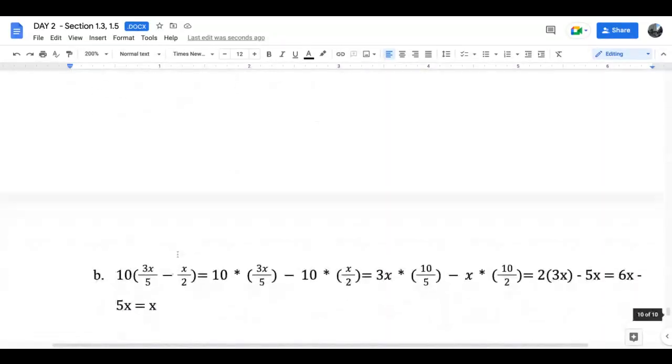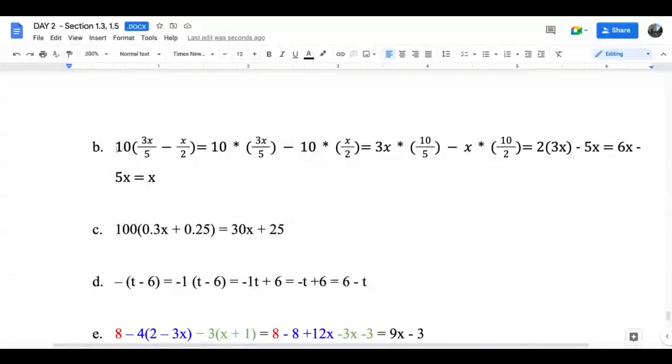Okay, let's keep going. Let's see this one. 10 times 3x over 5 minus x over 2. So we distribute 10 into the two terms. So we do 10 times the first term minus 10 times the second term. Well, we see 10 in the numerator. This 5 is 1 over 5 in the denominator, right? So we think of it as 10 divided by 5, which is 2.